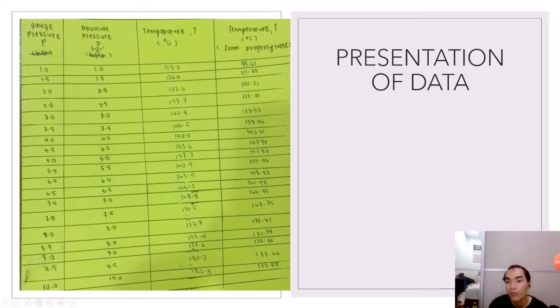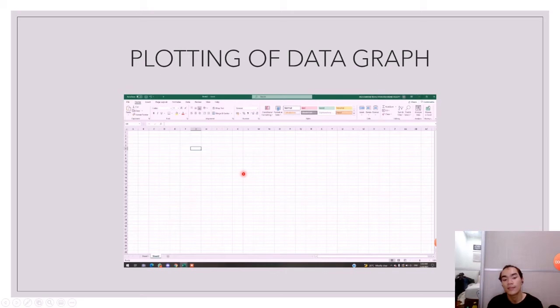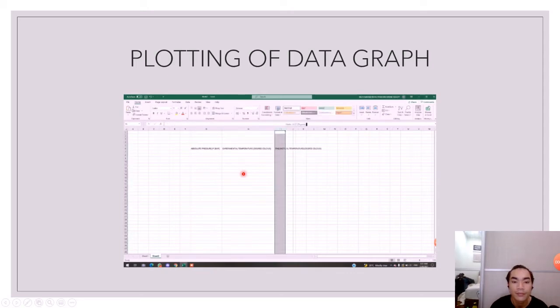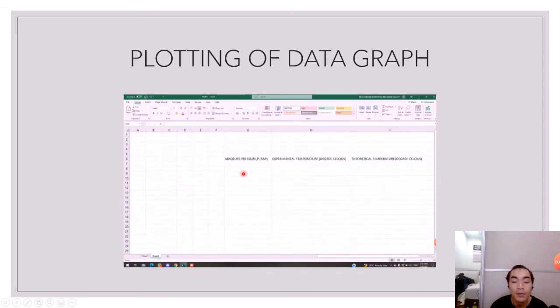Moving on, plotting of the graph. This is how I come up with my graph. I did a simple table that includes absolute pressure, experimental temperature in degrees Celsius, and also theoretical temperature, which is also in degrees Celsius.